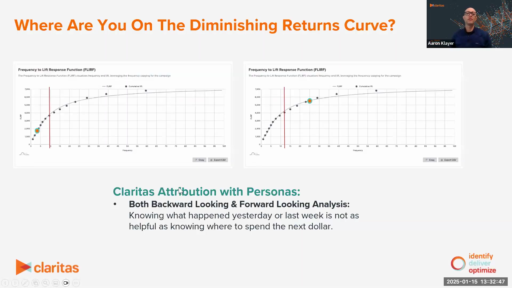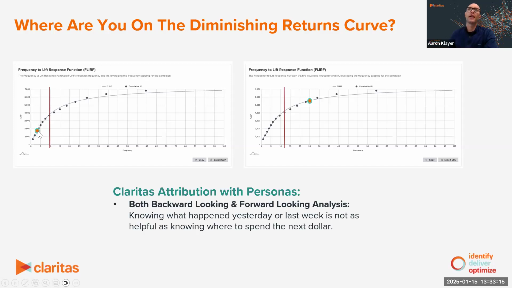And that's what we want to represent here, is the marginal return analysis and where you are on the diminishing returns curve. So we have this line here, this red line, that represents where the marginal return drops off by more than 10% as you add incremental frequency. So you want to stay in the sweet spot of the saturation curve.